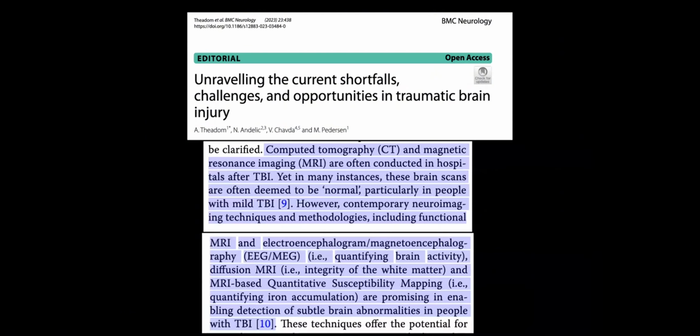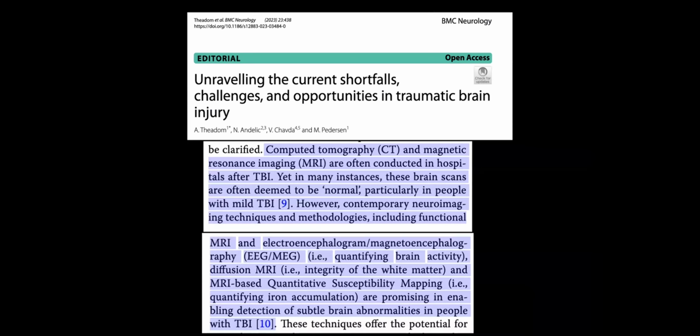Again, this was published in 2023, but it reflects the work that Dr. Anzai published way back in 2015, where she said, and in many ways this editorial echoes, computed tomography and magnetic resonance imaging are often conducted in hospitals after TBI. In many instances, these brain scans are often deemed, quote, normal, particularly in people with mild TBI.